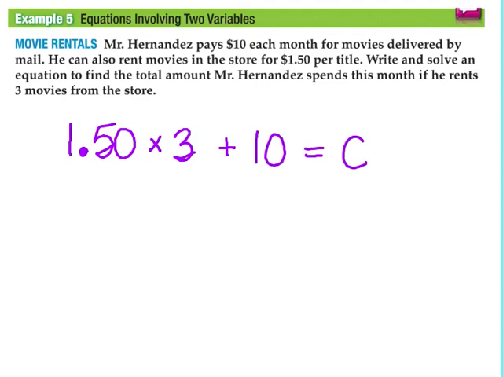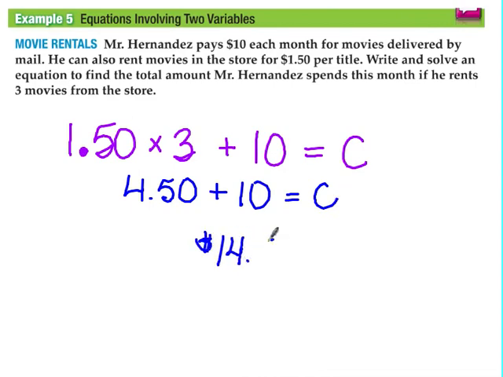What is 150 times 3? 450. And I'm going to add that to the $10. So how much has Mr. Hernandez paid? $14.50. So that's just how you do that. Pretty straightforward. Shouldn't be too difficult.